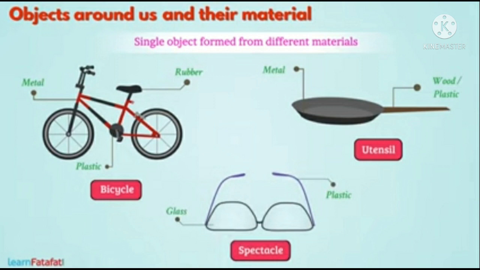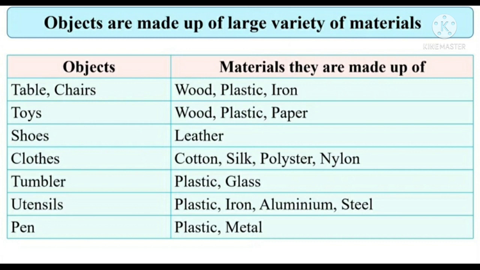In the case of utensil, it is a single object and is made up of different materials like metal, wood, or plastic. Here spectacle is a single object and it is made up of glass, plastics as different materials. Here are some examples for single object from different materials. Here table is a single object and is made up of many materials like wood, plastic, iron, etc. Like that, cloth is a single object and is made up of many materials like cotton, silk, polyester, nylon, etc.